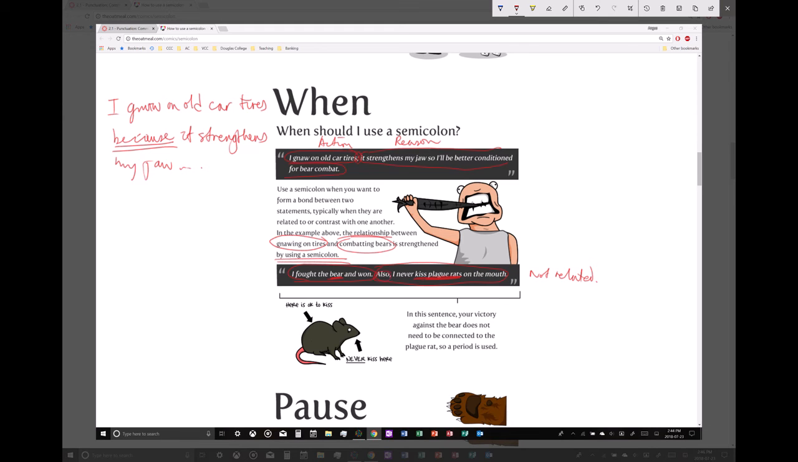Instead, notice this sentence uses a transition word: also. So that's another technique for connecting sentences, but these are for sentences that are not explicitly related, where you can't use a conjunction or a connecting word or a semicolon. So here it says, fighting bears and kissing rats are not related. So instead you use a period and then a transition word.